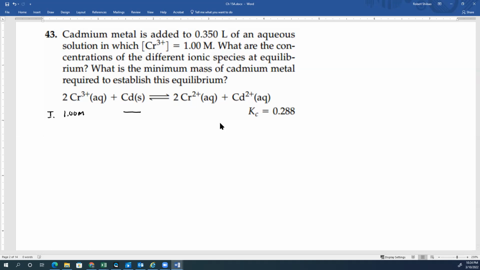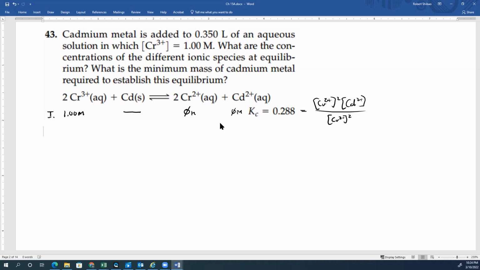All right. So they didn't tell us how much chromium 2+ and cadmium 2+, so since they didn't tell us how much of these we have, we have to assume that we're starting off with 0 of both of those. And so when we look at the Kc equation here, 0.288 is going to equal the chromium 2+ squared times the cadmium 2+ divided by the chromium 3+ squared. And then cadmium, we can put a 1 here, but we don't need to.